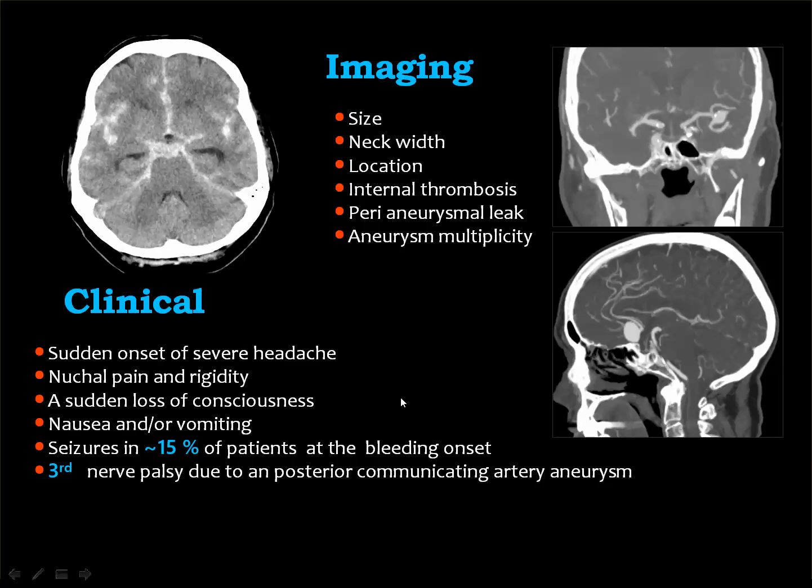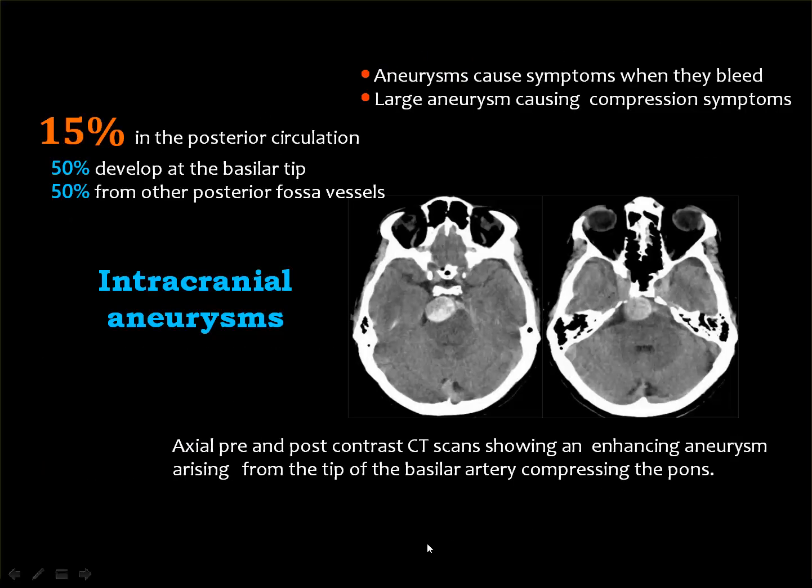subarachnoid hemorrhage, the most common sign or symptom is the sudden onset of severe headache. And sometimes neck rigidity, sometimes loss of consciousness, sometimes nausea and vomiting, or seizures. Third nerve palsy is a sequela of posterior communicating aneurysm.